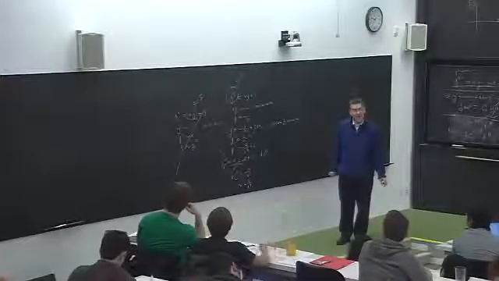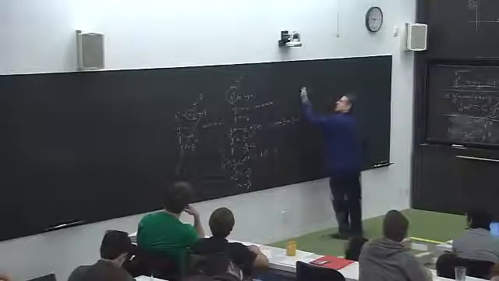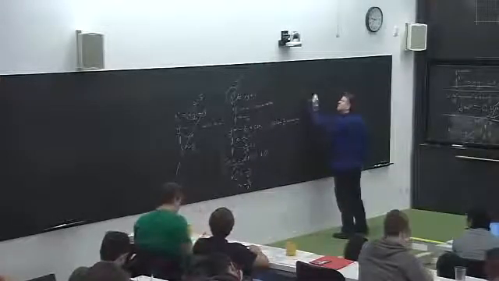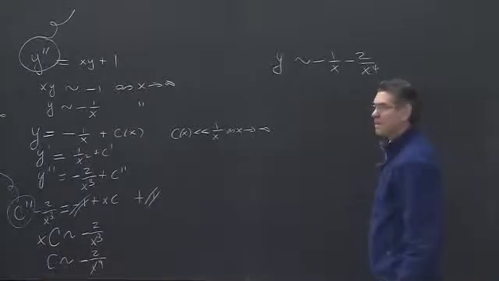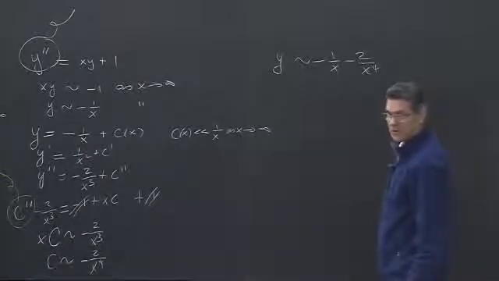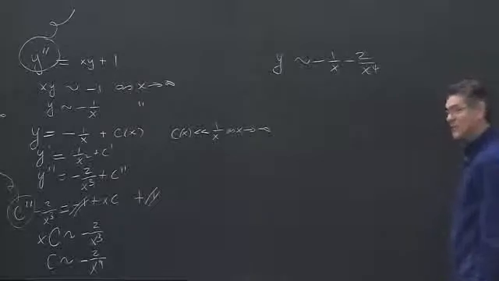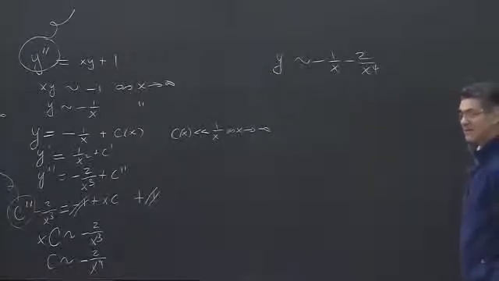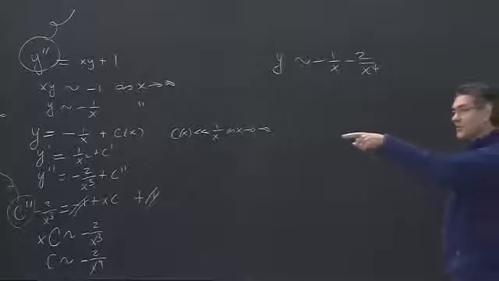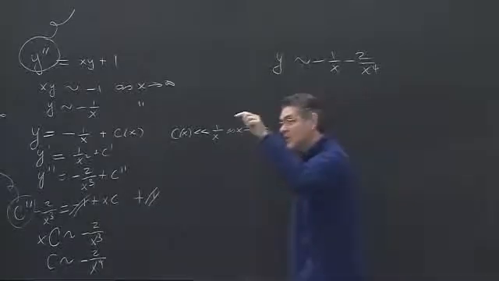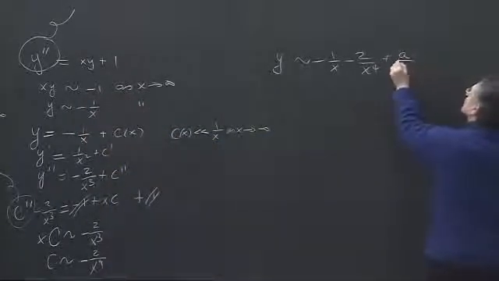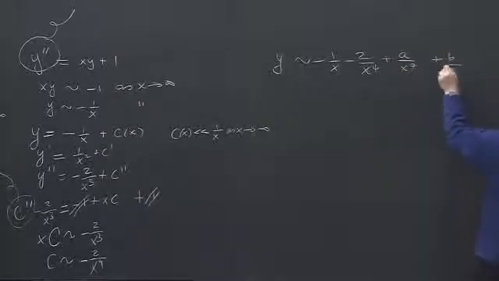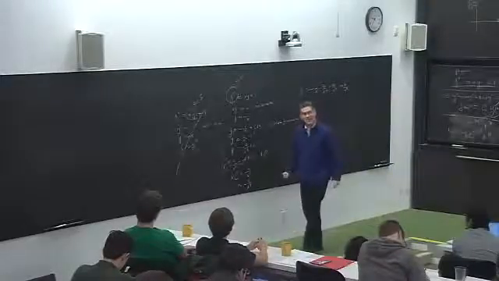Isn't this cool? Do you see what we're doing? We now know that y is asymptotic to minus 1 over x minus 2 over x to the 4. Can you guess what the next term in the series is going to be? Something over x to the power of 7. You're right. Next term is something over x to the 7, and the next term is something over x to the 10. Do you see that? We got the whole asymptotic series.